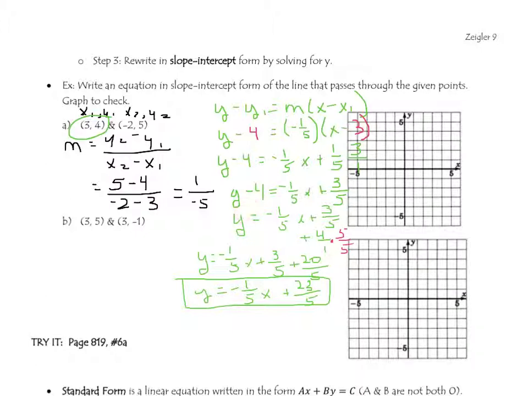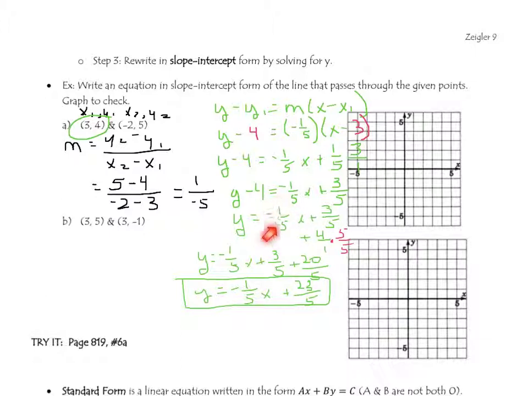So when I add 4 to this side, I get y, and when I add 4 to this side, I get 4, and I'm going to put it 4 over 1 because I'm going to combine these two fractions. So let's look at the right side. We have negative 1/5 x plus 3/5 plus 4 over 1. Now, I'm going to combine like terms.